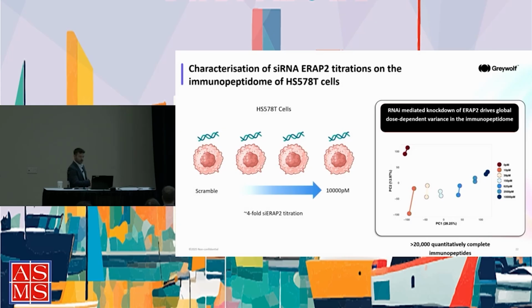Similar experimental design, so this was one of the early experiments we did. So this is with siRNA as opposed to a compound, but I'll show some compound data afterwards. So an siRNA titration of HS578 T cells from scramble all the way up to 10,000 picomolar. And what you can see again on the right-hand side is a really nice and clear separation between your scramble and the increasing titration of your siRNA. So you get nice separation here across PC1. And again, we're working with about 20,000 quantitatively complete immunopeptides to make this inference.